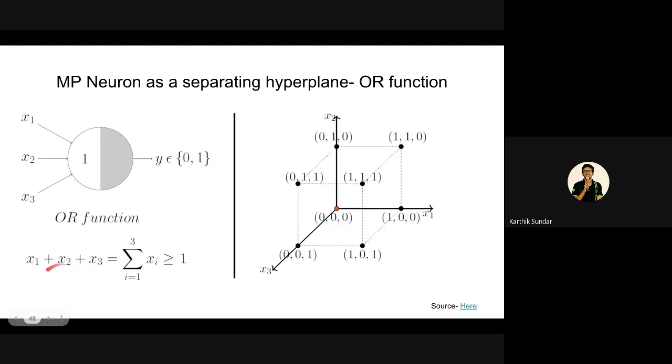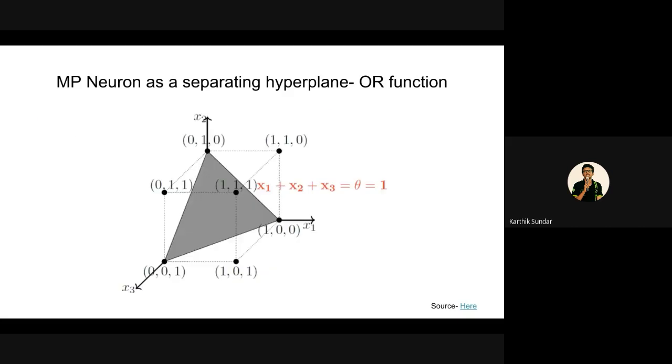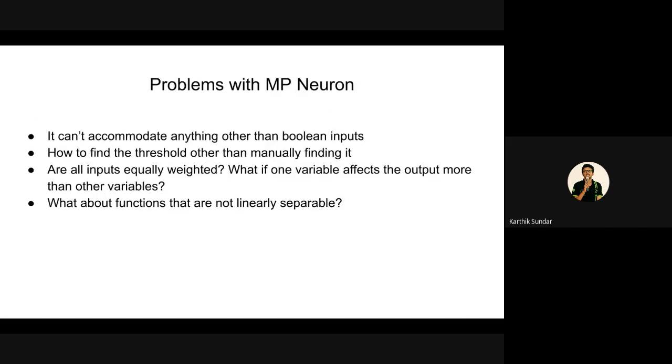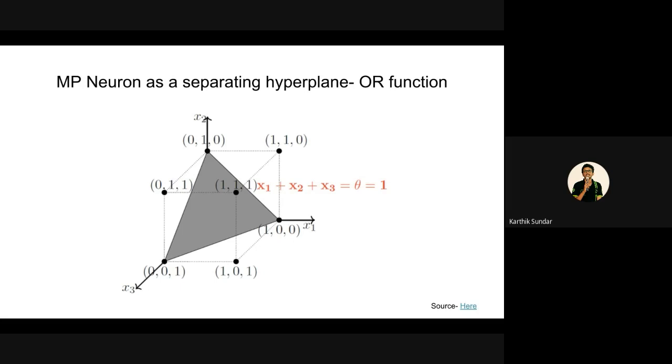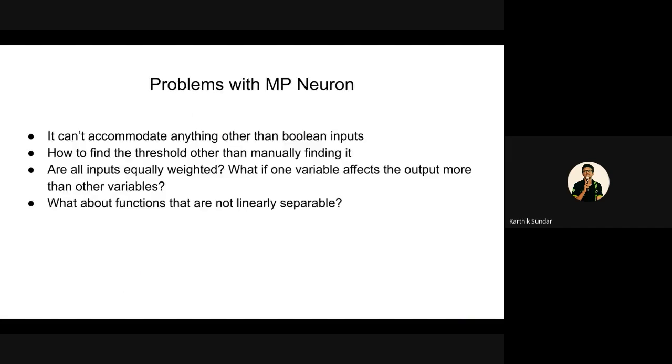So here you have the equation x1 plus x2 plus x3 is greater than or equal to 1. That is a plane in a geometric sense. So that's what the MP neuron does as a separating hyperplane. Yes, this is all about MP neurons, the McCulloch-Pitts neurons, and obviously it suffers from a lot of drawbacks, which we will be discussing.